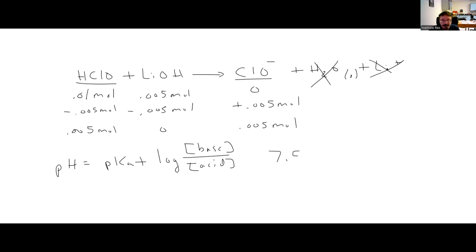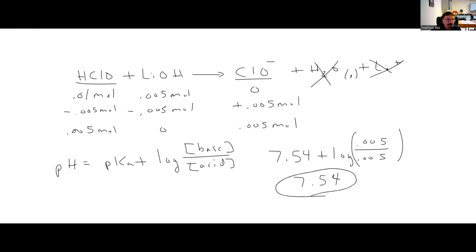7.54, plus the log of, and again, we can reconvert these into their molarities, but I'm going to take 0.005 divided by 0.15, and then I'm also going to take 0.005 divided by 0.15. They're going to give me the same number, and again, the same ratio. You'll notice the ratio here is 1, and the log of 1 is 0. So what we have is a buffer, and we have it at the half equivalence point in the titration, at which point it's going to be equal to the pKa.